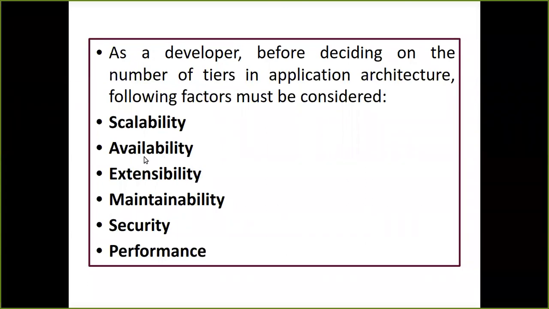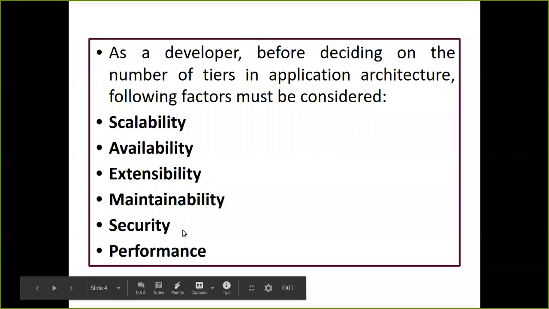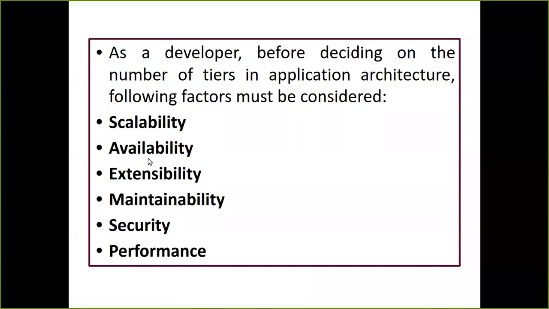The second factor which I have to look into is availability. That is, how much your application is going to be available in major conditions. When there is a lot of traffic in your application, if it is still available, that is something we know as availability. Next is extensibility.